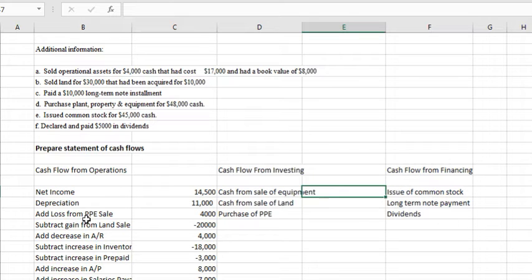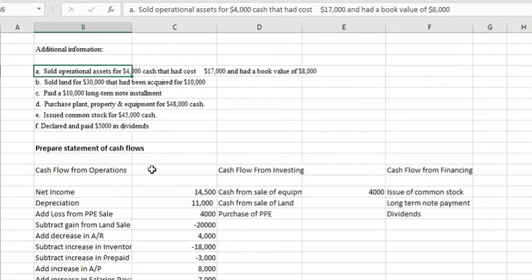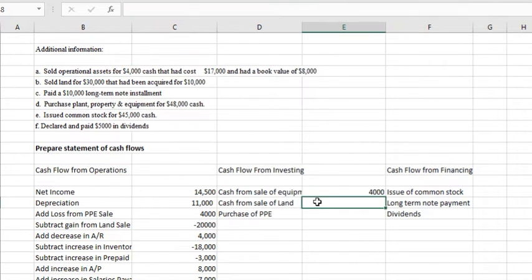We already accounted for loss of PP&E sale and gain from land sale by adjusting cash flow from operations. Now we are just going to record cash flow from these activities. So we received cash from sale of equipment for $4,000 as indicated in the additional information. And then there's cash proceeds from land sale that was $30,000.